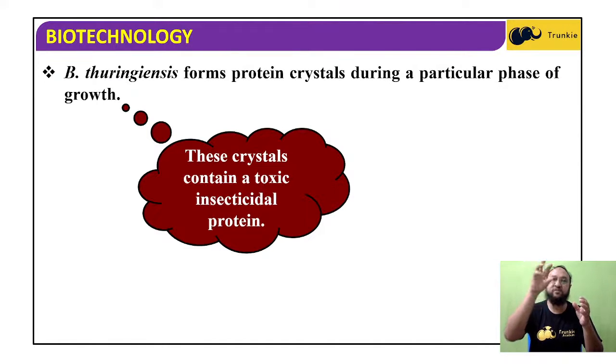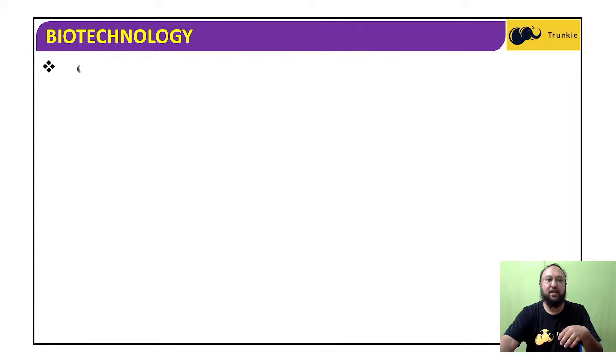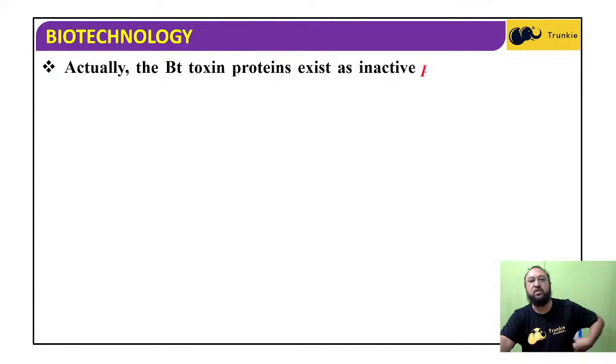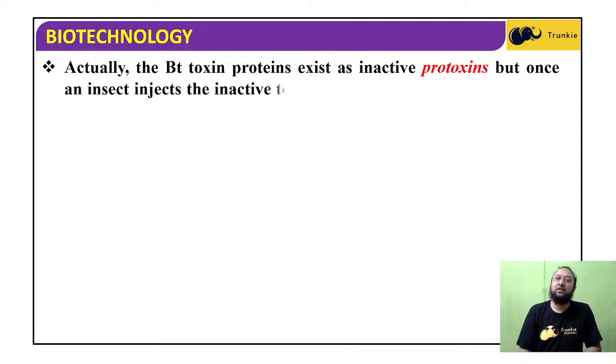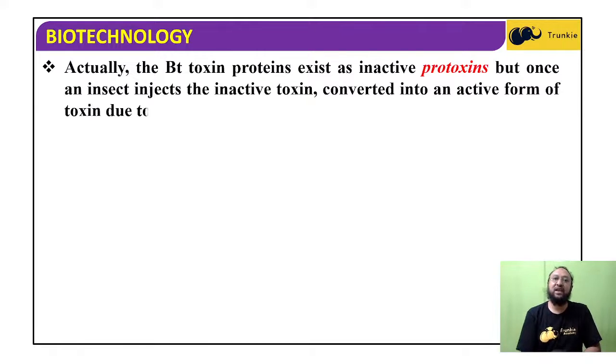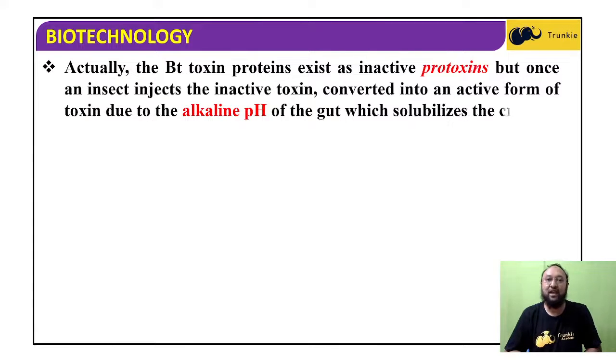So a certain phase of this growth is producing, and actually the Bt toxin proteins exist as an inactive protoxin, but once an insect ingests it, the inactive toxin is converted into an active toxin due to the alkaline pH of the gut of the insect. What happens when they are feeding on the part of the crop plant which contains the Bt toxin gene, and the Bt toxin protein is produced?